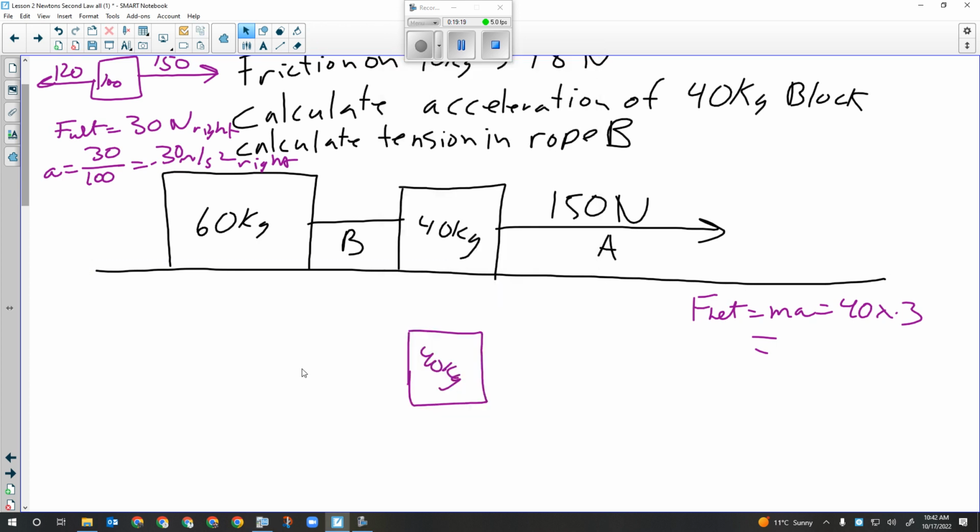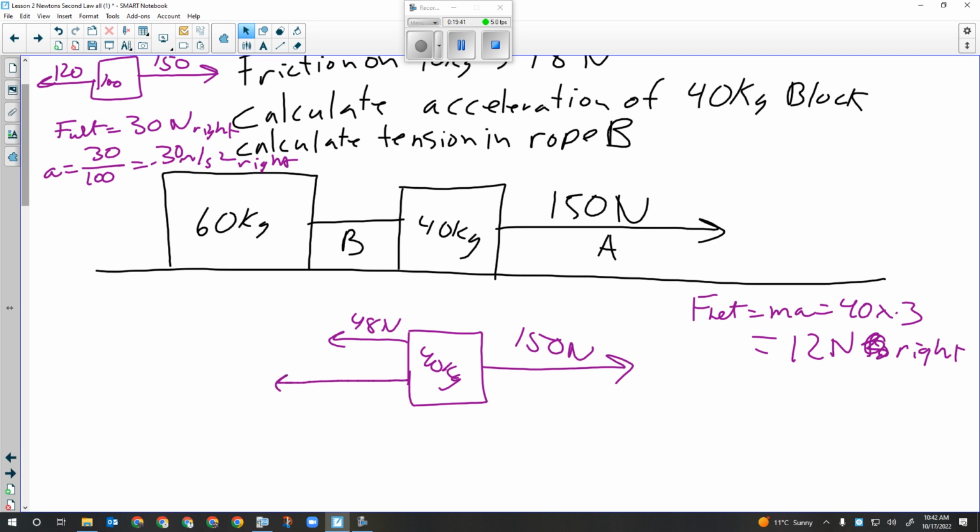So the net force acting on it is 12 newtons forward, or right. I said right before, so I should say right now. Okay, 12 newtons to the right. Free body diagram. I got 150 newtons here. I got 48 newtons worth of friction here. And then I have the tension in the rope from B.